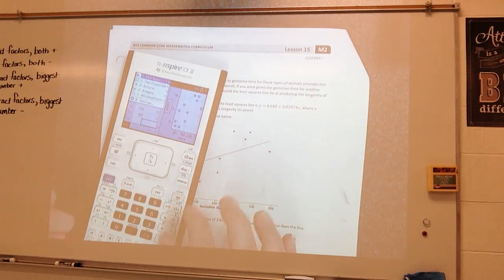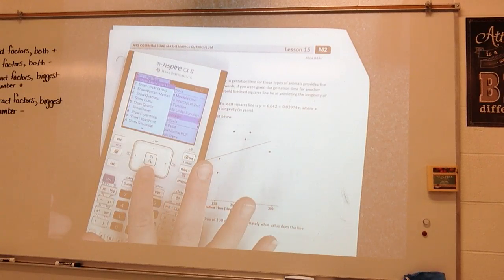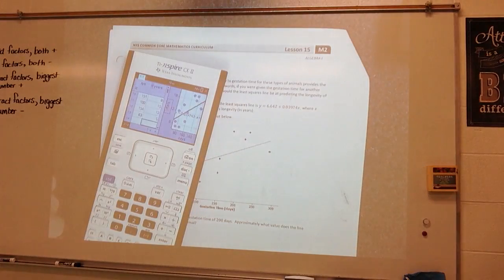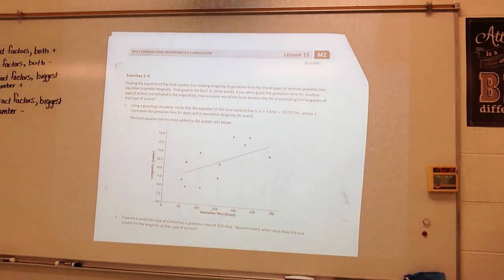Now I'm going to do analyze, and do my regression line, and I want it in the form of mx plus b. Let's look at the equation for it. We get the same exact equation, so we have verified that that is the equation. Now it says the least squares line has been added to the scatter plot.